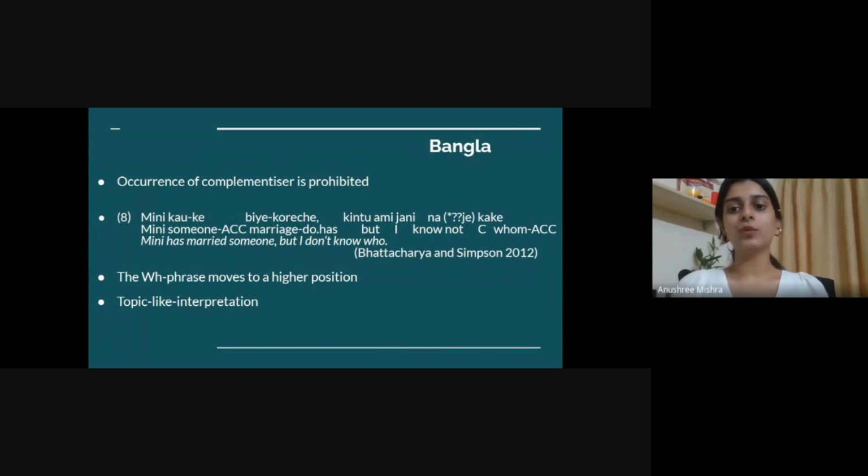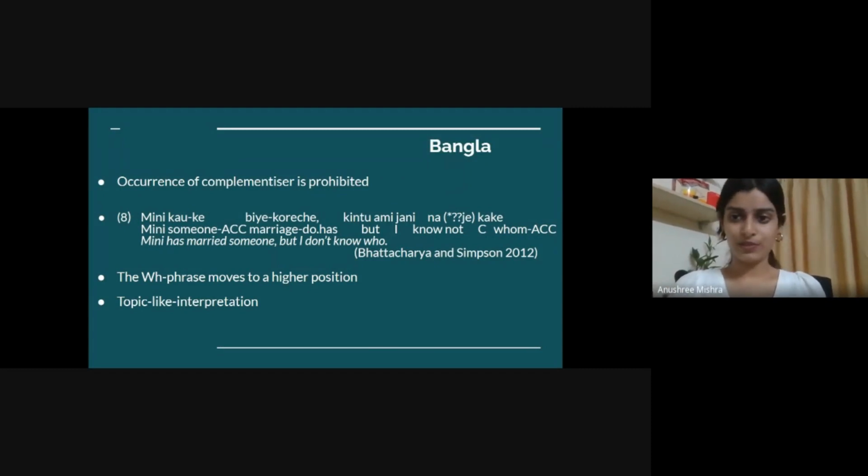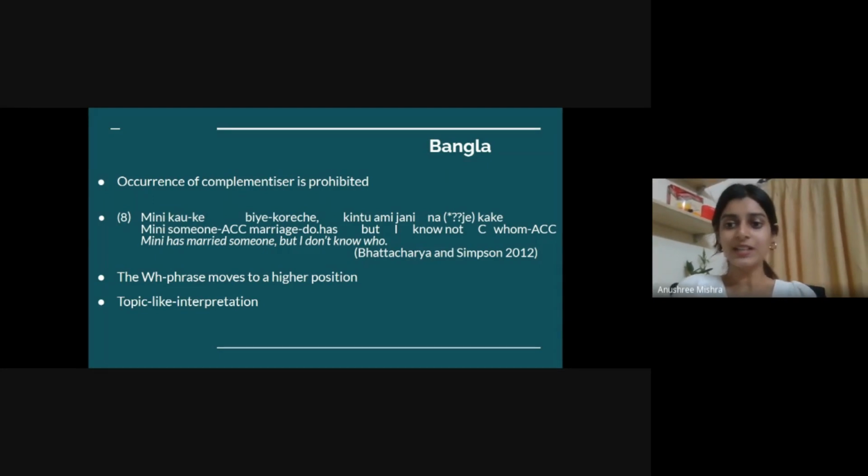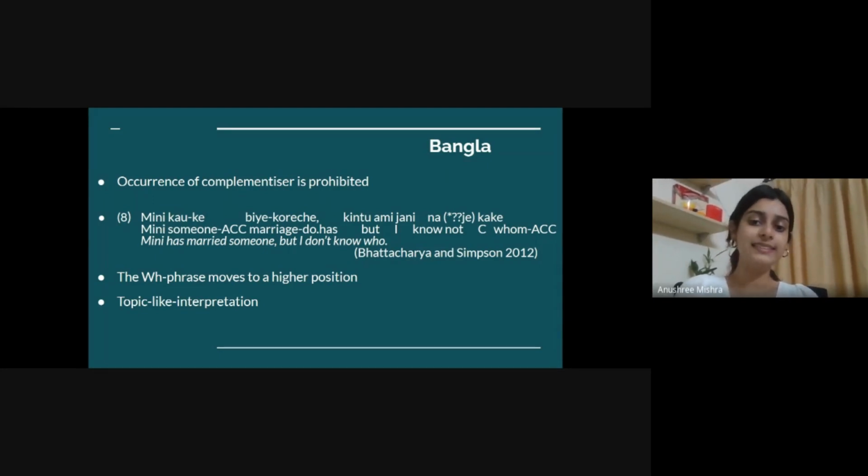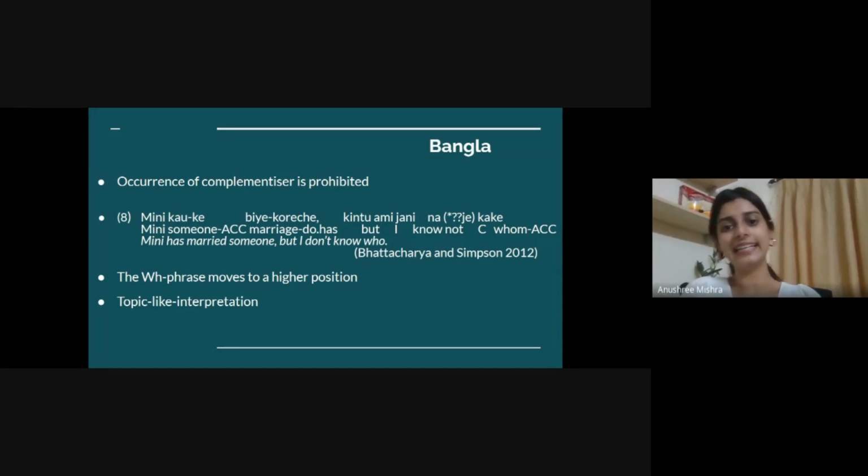Now, let's come to Bangla. Following up on the sluicing comp generalization in Hindi-Urdu that I gave in the previous section, I will try to gauge its effect on fellow Indo-Aryan language Bangla. However, as is observable from example number 8, the occurrence of the complementizer is prohibited in the language when occurring within a sluice. Now, as speculated by Bhattacharya and Simpson, the observation that complementizers are ungrammatical indicates a slightly different movement than in Hindi.